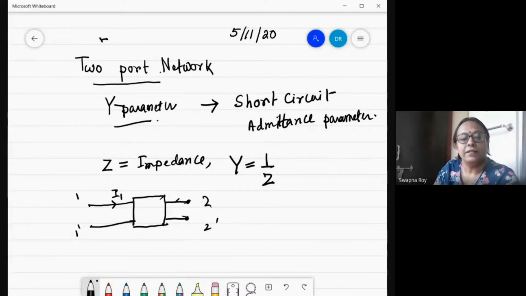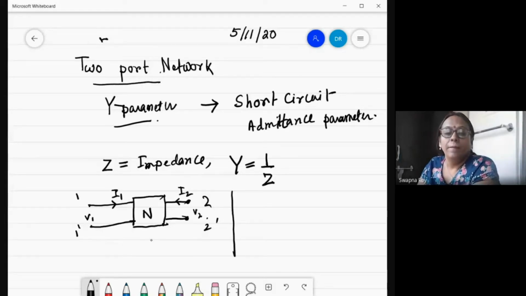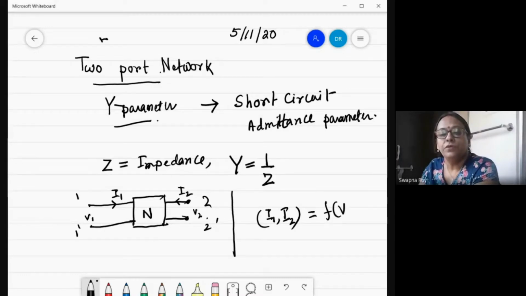This is I1 current, this is I2 current. Both are entering in the network, and this is the input port voltage, this is the output port voltage. So in Y parameter, we express input port current and output port current, that is I1, I2, as a function of V1, V2.